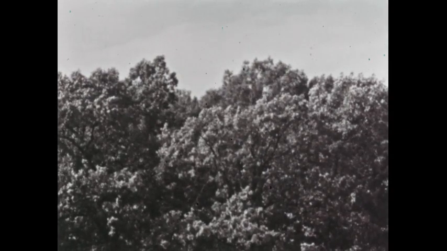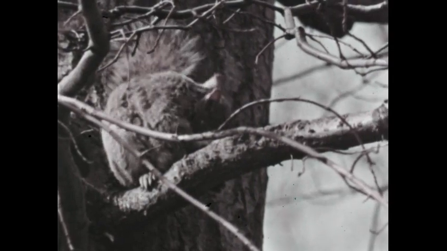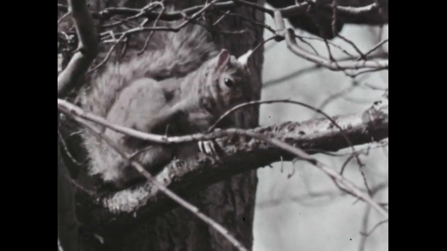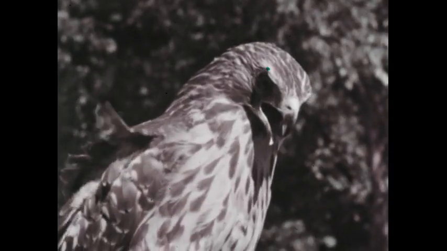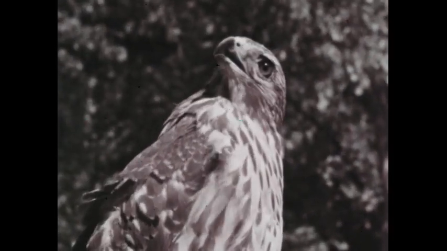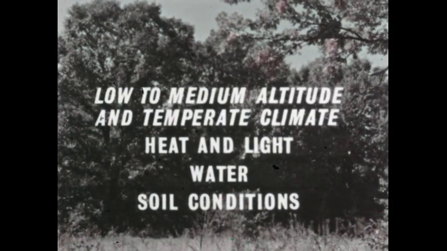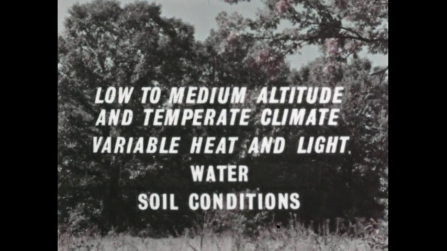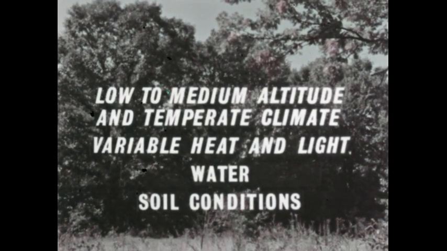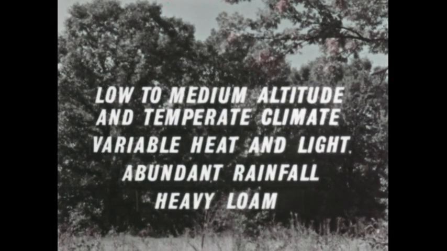Above the forest floor, where there is more heat and light, are a variety of tree-dwelling vertebrates, such as the squirrel, and many different species of birds, such as the red-shouldered hawk. Thus, the animal and plant population of the deciduous forest is influenced by low to medium altitude, variable heat and light, abundant rainfall, and heavy loam soil.